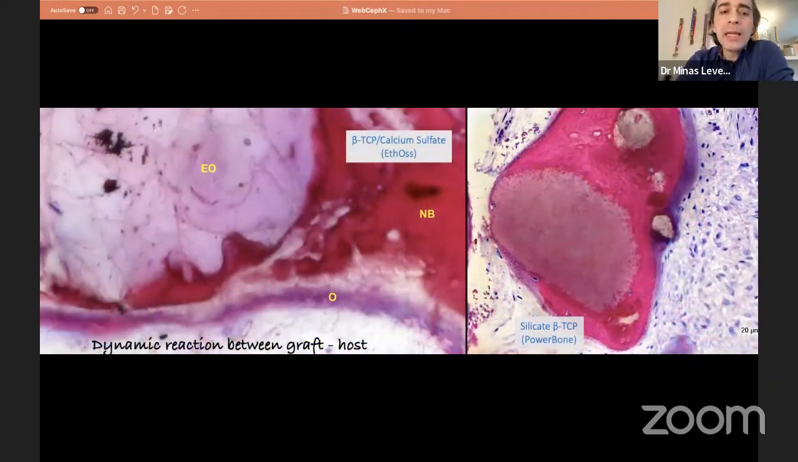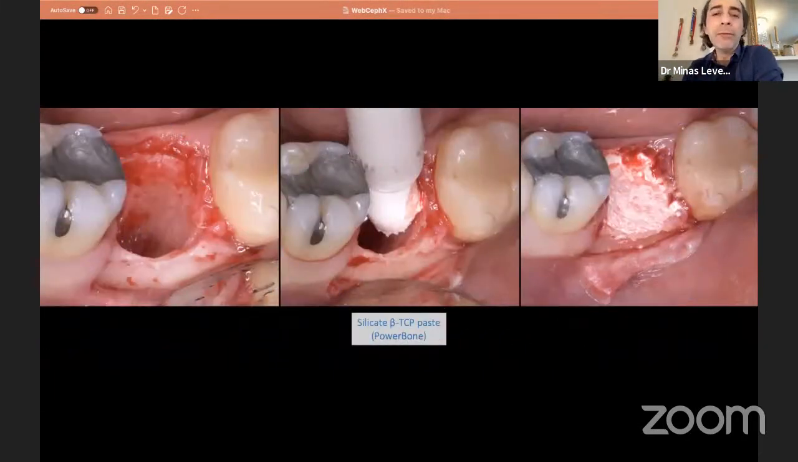So we're talking about a dynamic osteoinductive reaction between the particles of the synthetic graft and the host. The particles dissolve and much new bone and osteoid is created in contact to those particles. That's why they give us very good bone in a very predictable, effective, and fast way.